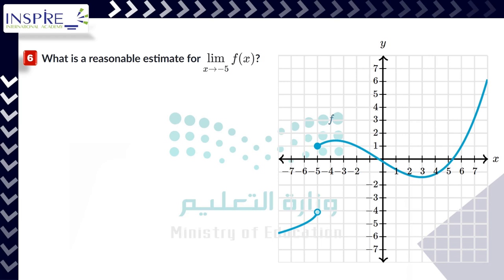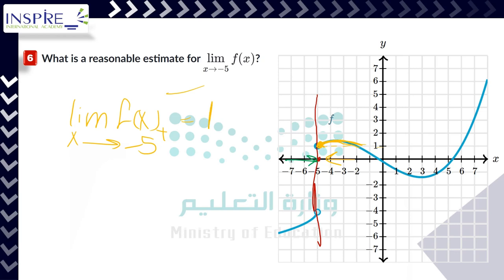What is the reasonable estimate for the limit of f of x as x approaches -5? The same: locate -5, draw a vertical line. And then we will trace the function from both sides, from the right side and from the left side. From the right side, we will trace the function. We'll find that it's getting close to this number, so it will be 1. So the limit of f of x as x approaches -5 from the right side will be 1.